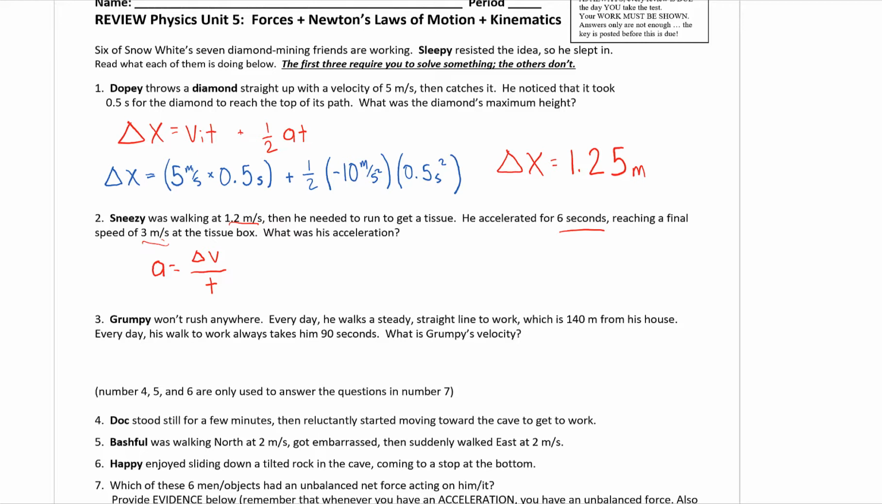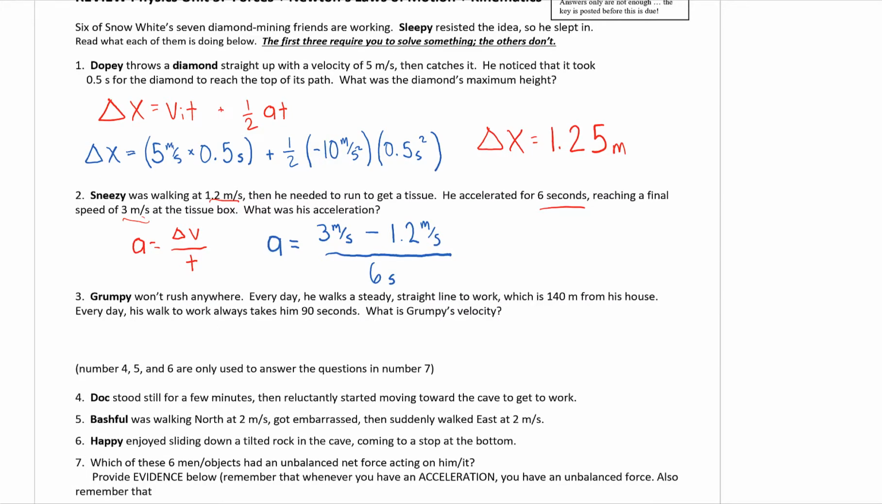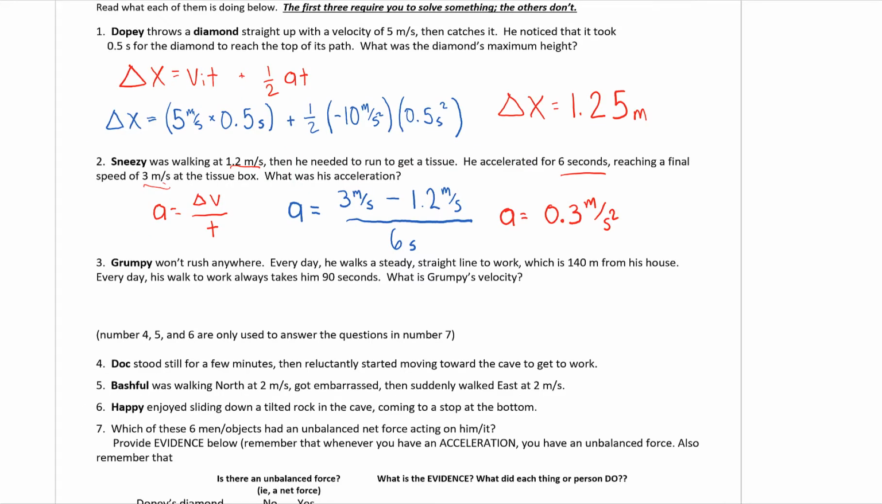So what that gives us is the final velocity, 3, minus the initial velocity, which is 1.2, over the time, which was 6 seconds. So you do 3 minus 1.2 over 6, and what that gives you is an acceleration of 0.3 meters per second squared.